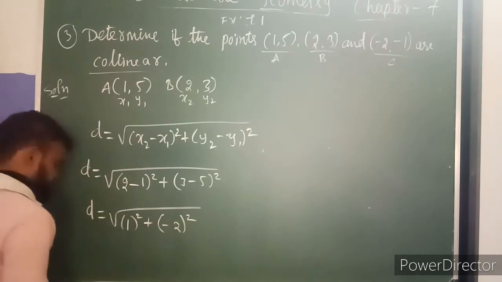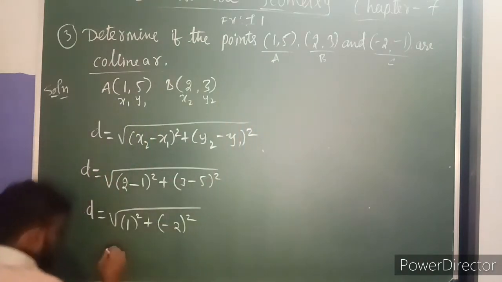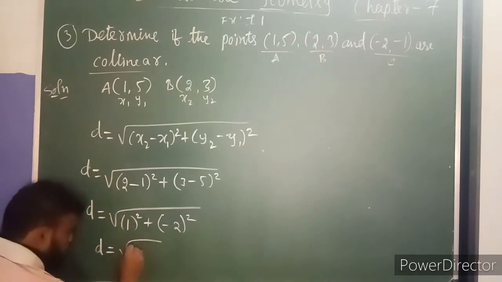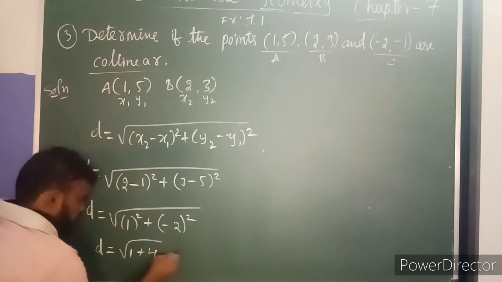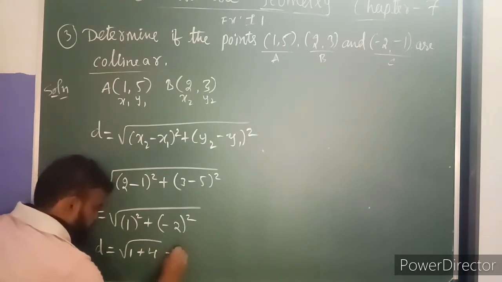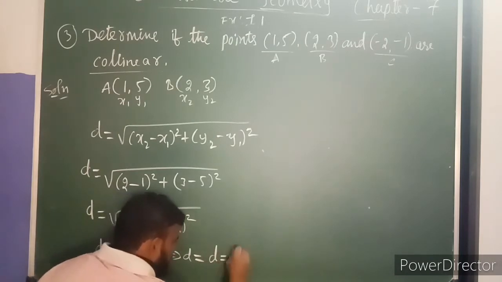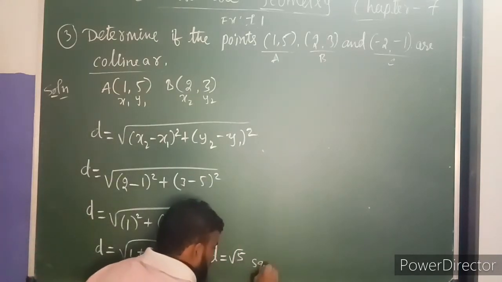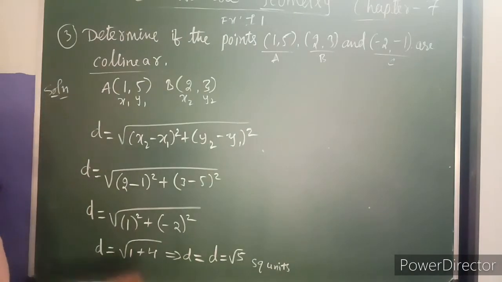So again, I will write here. So here, d is equal to 1 square is 1 only, under root, and minus 2 square is 4, that is 4. D is equal to 4 plus 1, that is D is equal to root 5. Root 5 is a prime number, we can't split it further, that is for square roots. Square units.